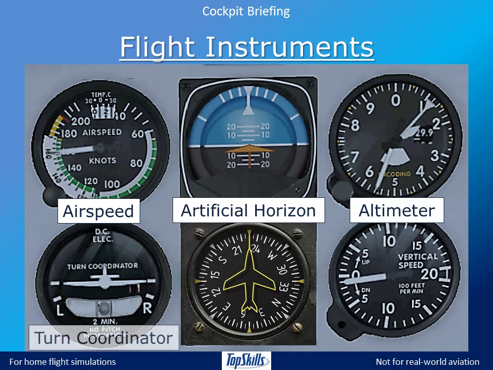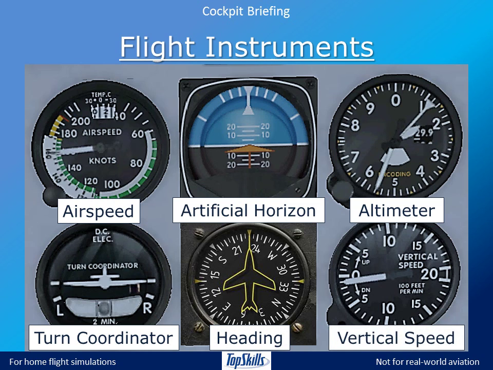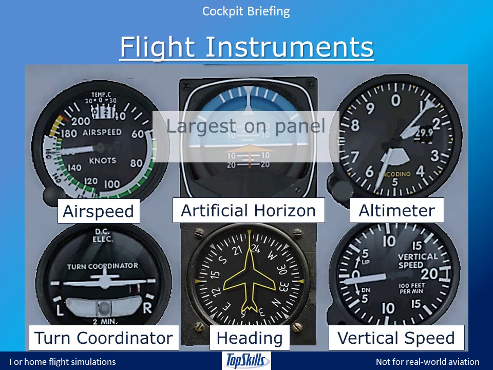The turn coordinator helps pilots make coordinated turns. The heading indicator shows the direction the aircraft is headed. The vertical speed indicator shows how fast the aircraft is ascending or descending. These instruments are usually among the largest on the panel because they are used continuously during flight.